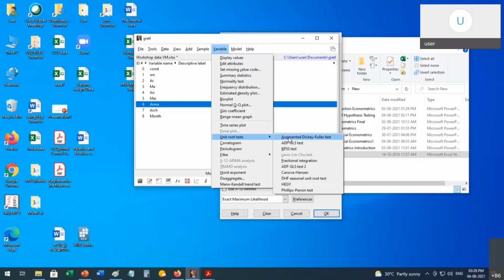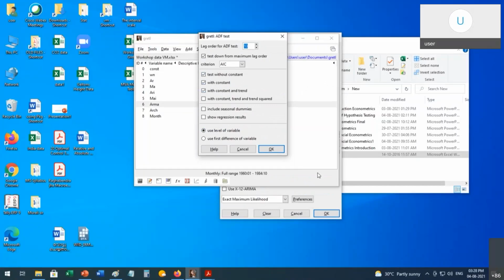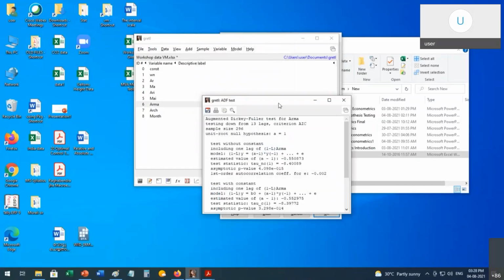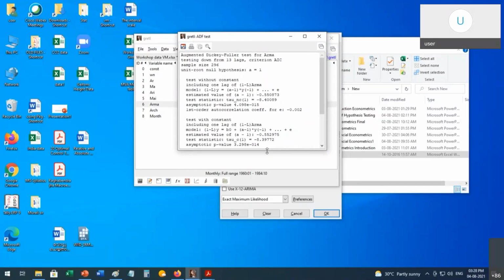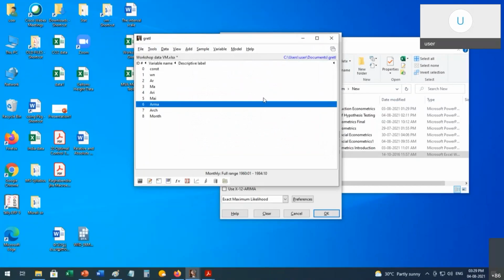Go to the ADF. We are doing all the three, then click OK. So the p-value is 0 here, the p-value is 0 here, and the p-value here also is 0. So that means this is a stationary series. So that means in the ARIMA model, I is equal to 0.